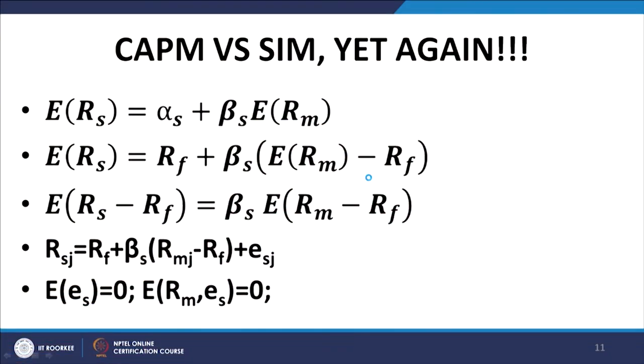Now, a quick relook at the relationship between the CAPM and the SIM, the single index model. The single index model is represented by the first equation on your slide, and the CAPM is represented by the second equation. The second equation can be written in the form of the third equation. Let's call these equation number 1, 2, and 3.